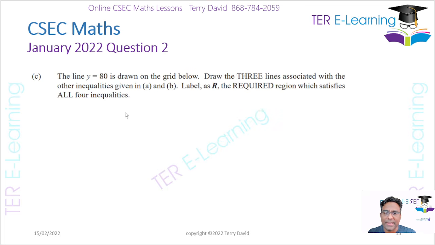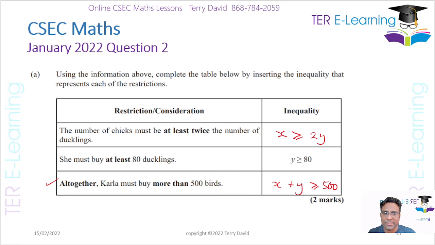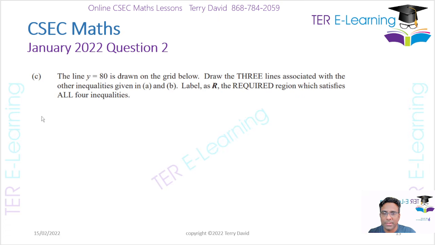Right, so they said the line Y equals 80 is drawn on the grid below. Draw 3 lines associated with the other inequalities. So let's start with X greater than or equal to 2Y. I need to draw the line X equals 2Y. If I rearrange this, I'll get Y equals half X, right? Now to draw that straight line, I'm going to need 2 points in order to do that.